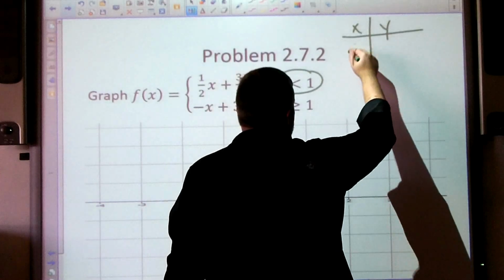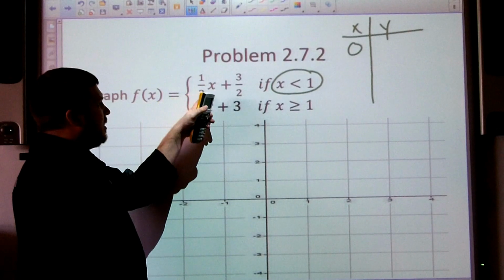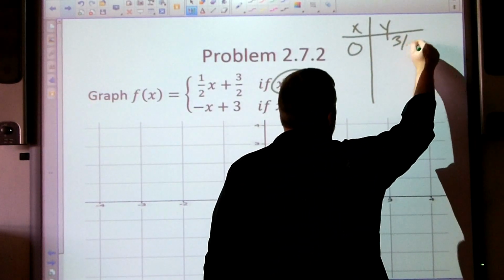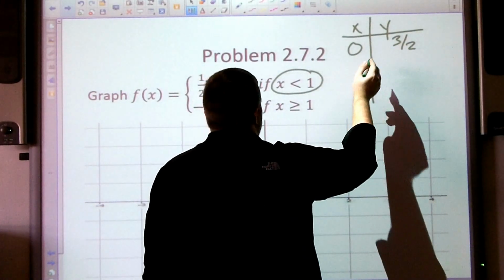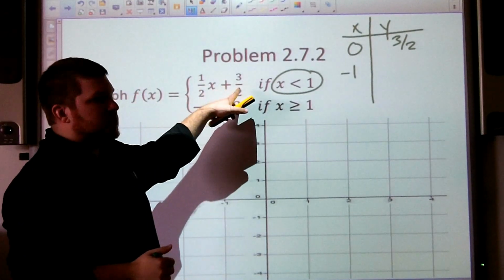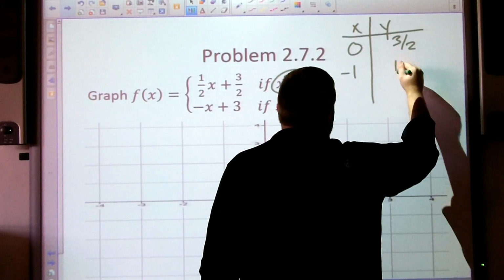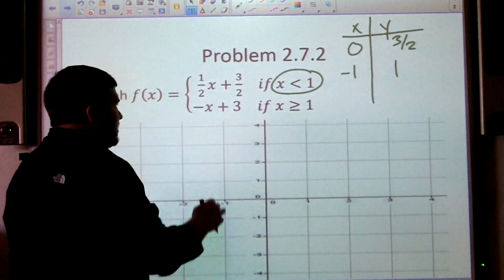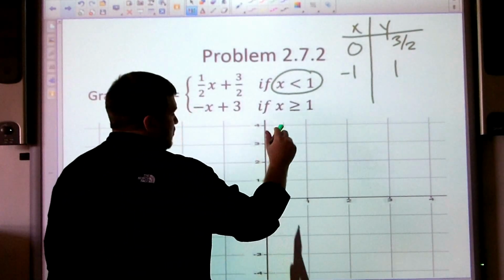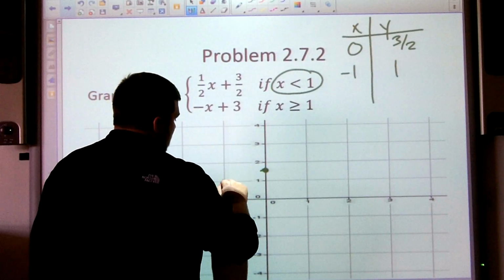So x is 0. We'll just plug in. Then f of x, or my y, is going to be 0 plus 3 halves. So 3 halves. x is maybe -1. So I have -1/2 plus 3 halves is +1. And obviously this is a linear equation, so that's all I really need. So let's plot these 2 points. So I have 3 halves, which is 1.5, so right here, and -1, 1, right here.